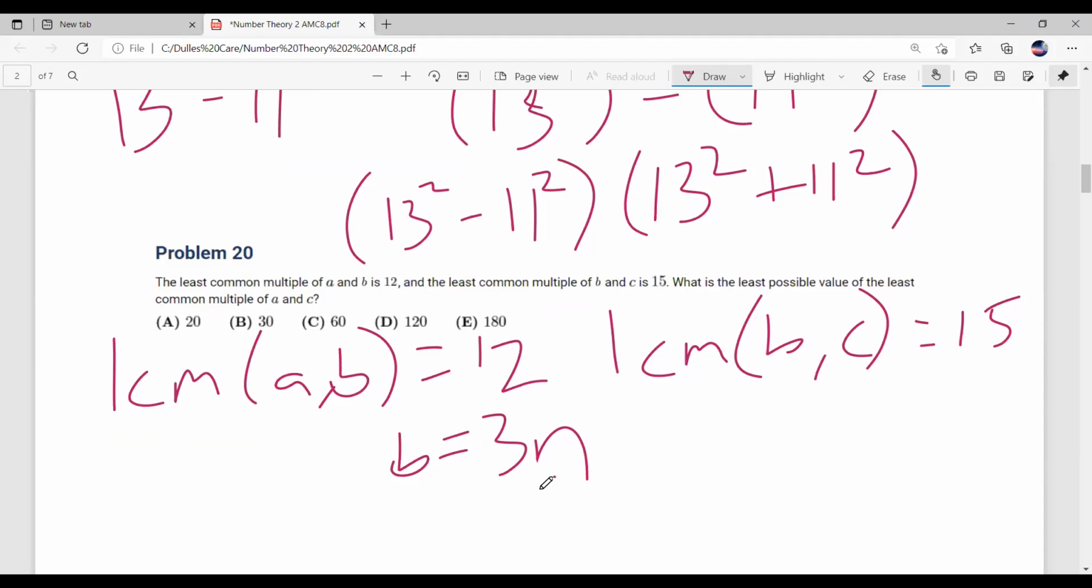Well, it kind of does matter, right? We also know that B has to be less than 12 because that's the LCM. If B is greater than 12, then that wouldn't be the LCM. B also cannot be a multiple of 2, right? Because if B is a multiple of 2, say B is equal to 6, then the LCM of B and C must also be a multiple of 2. However, 15 is odd, so B must be 3. I mean, B could be 9, I guess. Well, B could be 3 or 9 since n could always be odd.